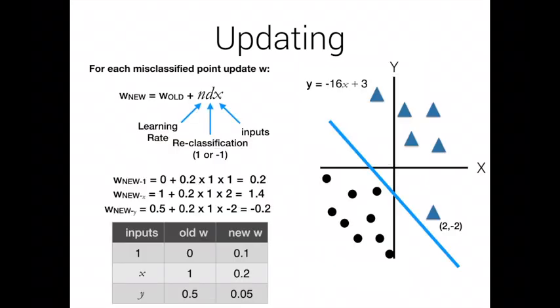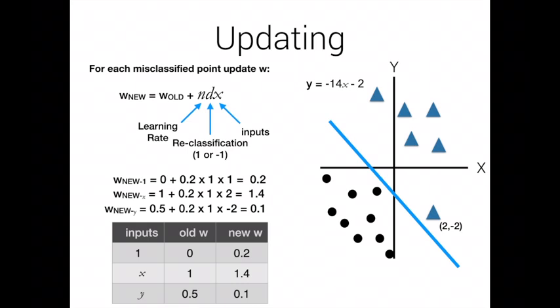In this case, what we want to do is take the old weight for our intercept, and the old weight was 0. And then we're going to add to that the learning rate, which here I'm using 0.2. And then I'm going to multiply that by the reclassification, which is 1, because we want the triangle to be above our line. And then we're going to multiply that by the original input. And for the intercept, that is 1. And so we get a new weight of 0.2.